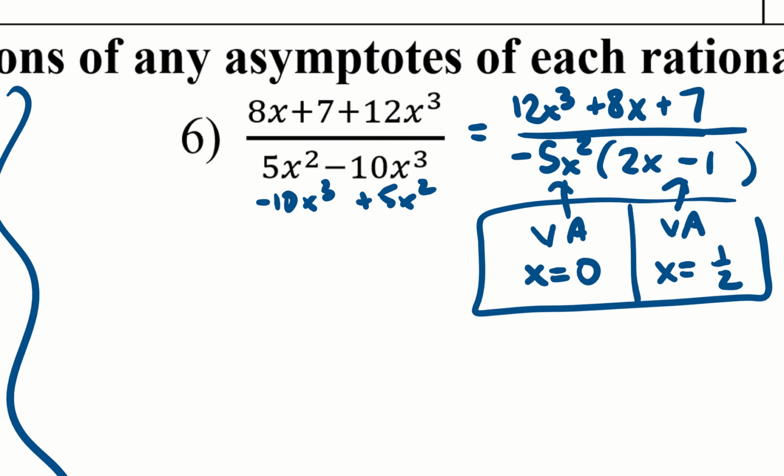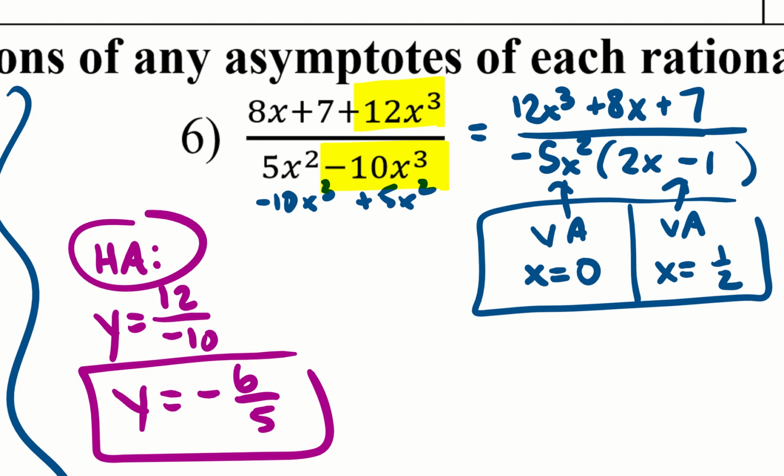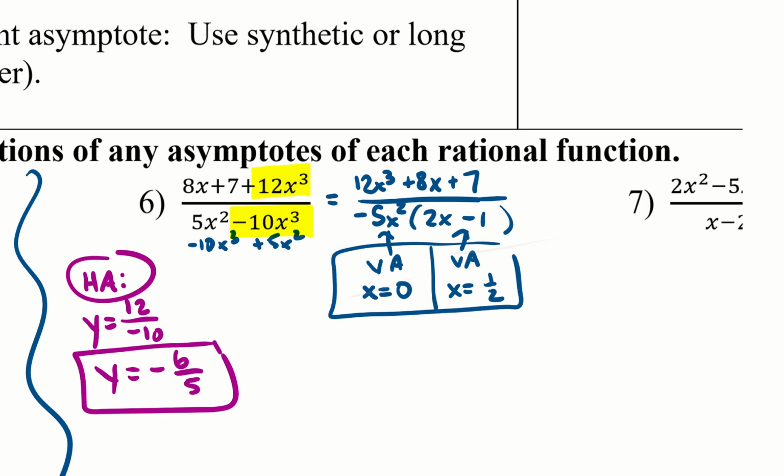Horizontal asymptotes, I want to compare the degree. So the numerator is degree 3. The denominator is also degree 3. So my horizontal asymptote will be found at y equals, horizontal lines start with y equals, and I'm going to make a ratio of the leading coefficients on the top and the bottom, those coefficients of the x cubed portion, and I want to reduce it down. So my horizontal asymptote is at y equals negative 6/5. Because I have a horizontal asymptote, I do not have a slant asymptote.